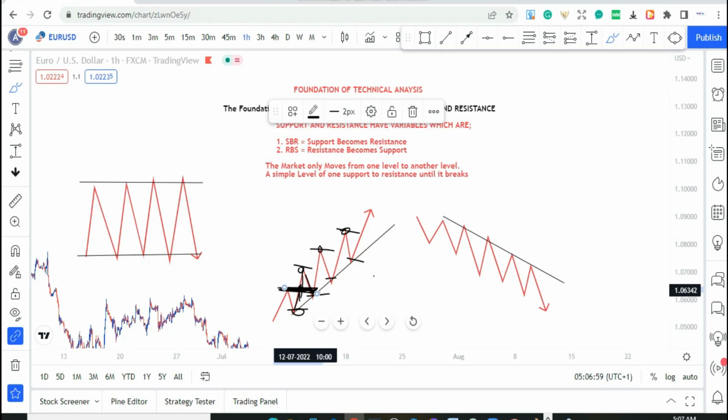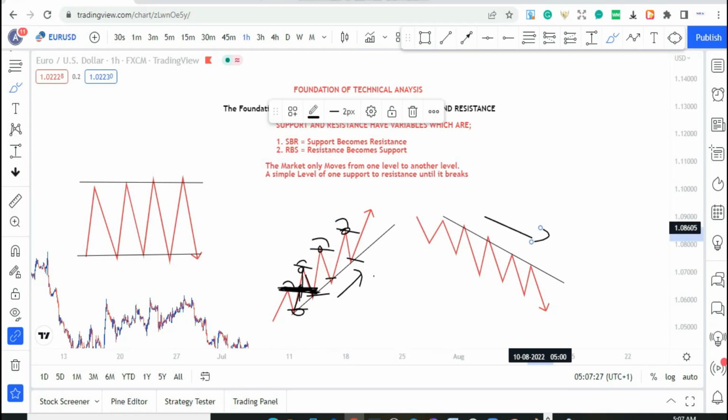If price is bullish, all I am looking for is a series of higher highs and higher lows. All I need to see is price keep breaking resistances. If price is bullish, price needs to keep breaking resistance. And if price is bearish, like it is here, price needs to keep breaking support, as long as the support is breaking.